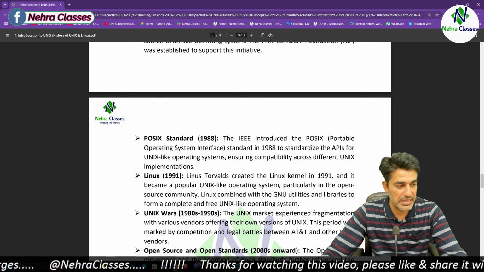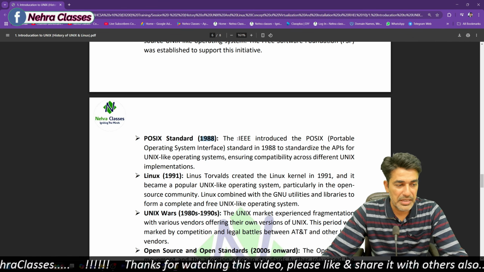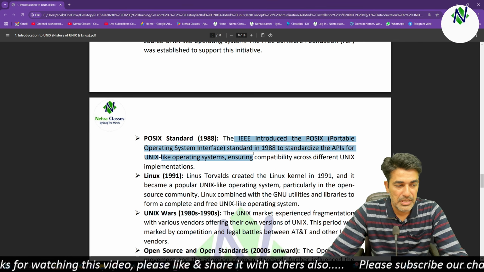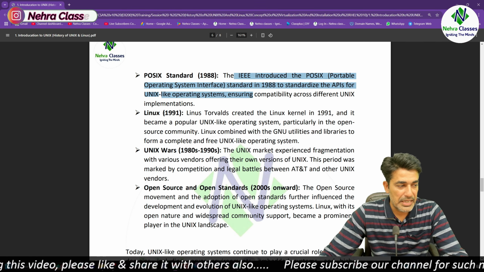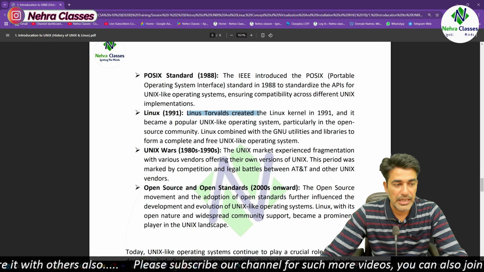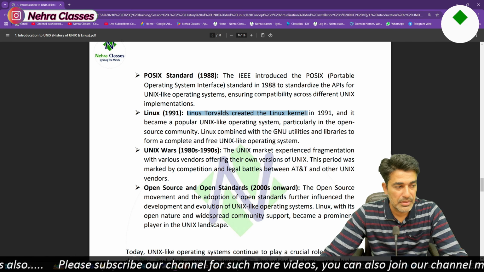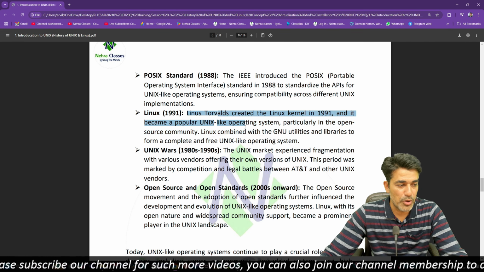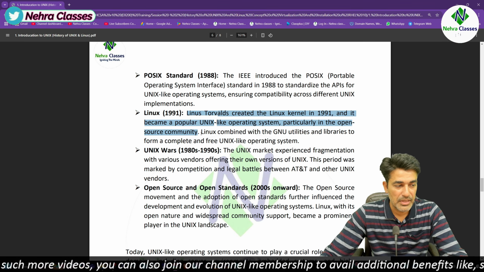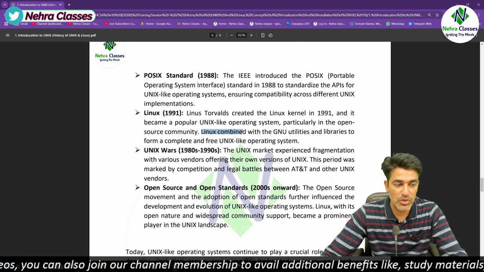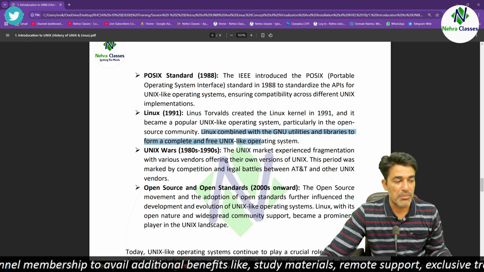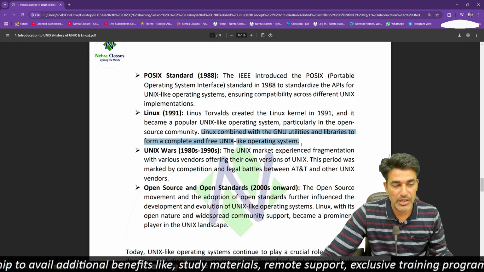Then in 1988, IEEE introduced POSIX, the Portable Operating System Interface. In 1991, Linus Torvalds created the Linux kernel, and it became a popular Unix-like operating system, particularly in the open source community. Linux later on combined with the GNU utilities and libraries to form a complete free Unix-like operating system.